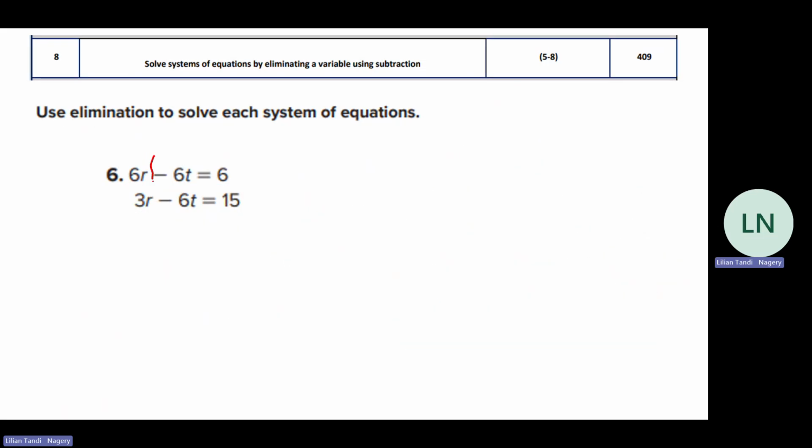Okay. I notice I have the same number, same letter. Same sign, I will minus. Okay. This becomes 0. Remember, same you minus, opposite you add. 6 minus 3 is 3r. Okay. 6 minus 15, I think it's 9, but negative. Okay. Divide by 3, divide by 3.